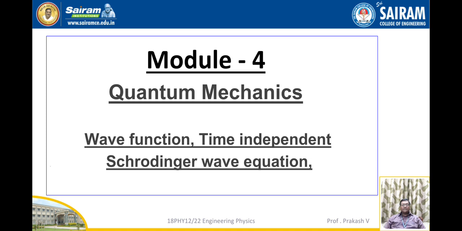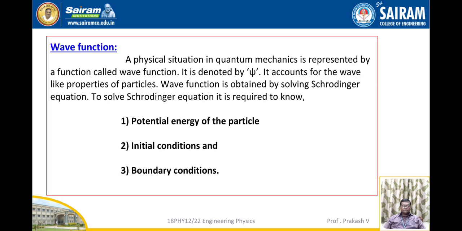Now let us concentrate on what is wave function. A physical situation in quantum mechanics is represented by a function, which is called the wave function. It is denoted by the symbol psi. It accounts for the wave-like properties of particles. The wave function is obtained by solving the Schrodinger wave equation.